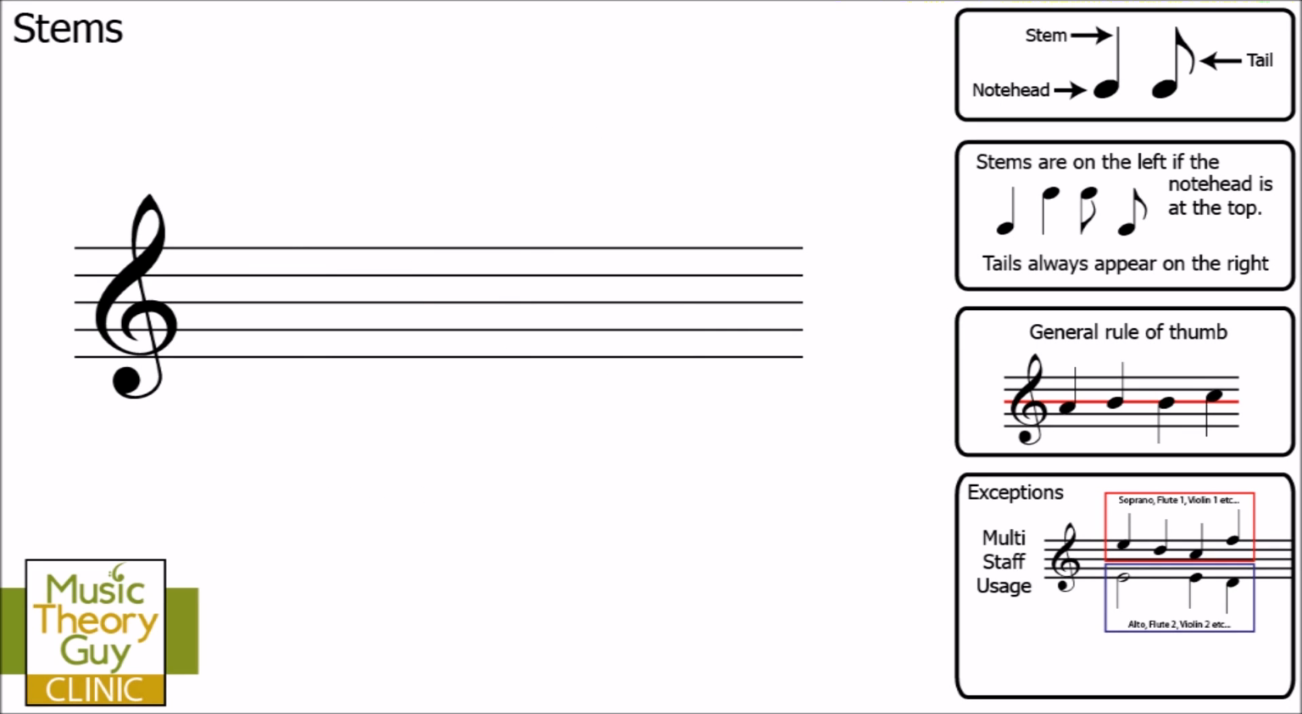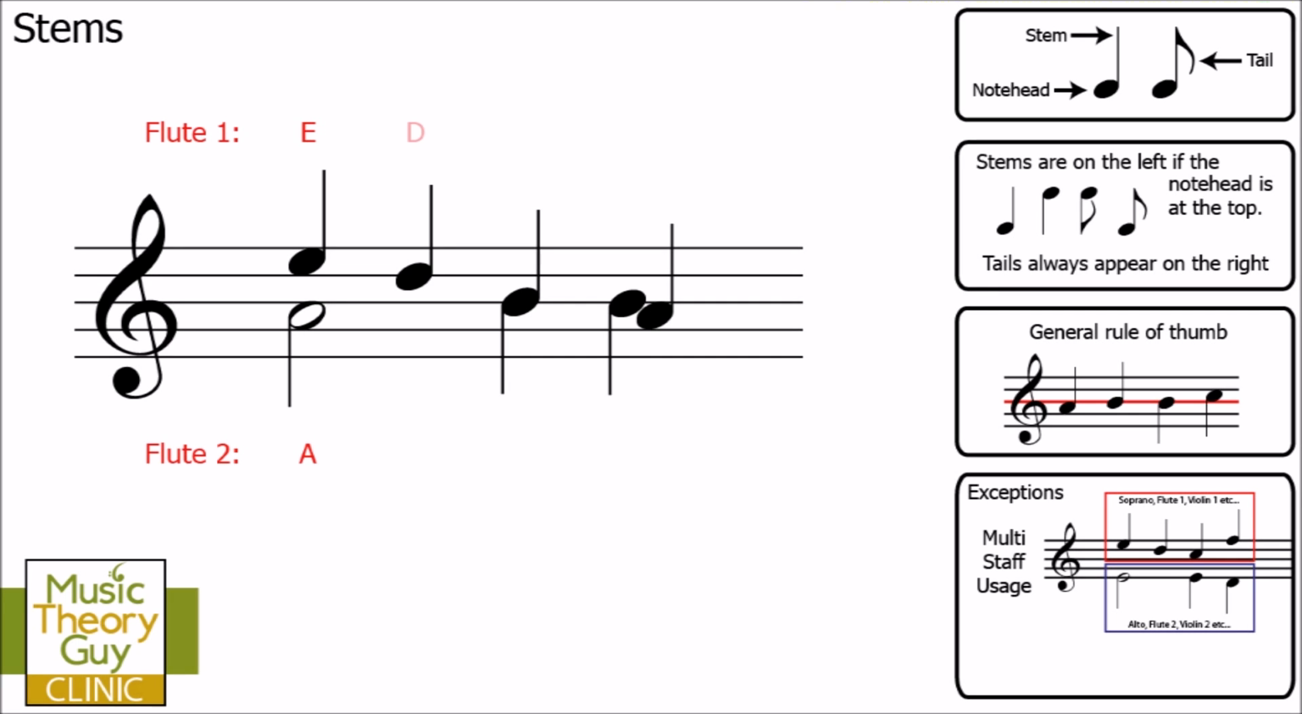Now there can be some complications with this multi-staff usage. Have a look at this. And we're going to go through each note one by one, and we're going to imagine that there are 2 flutes playing. Flute 1 is only going to play the notes where the stems are pointing upwards. Flute 2 is only going to play the notes where the stems are pointing downwards. So in this first note, the E, that's going to be played by flute 1, whereas the A is going to be played by flute 2 because of the direction of the stems.